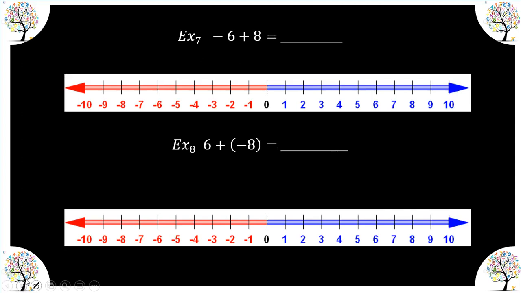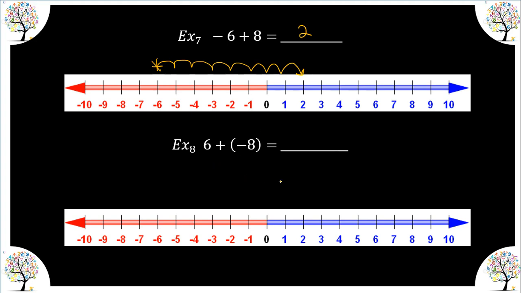So let's look at our two examples. We have -6 plus 8. So we're going to start at -6. We're going to add positive. So that means we're going to move to the right 8 units. 1, 2, 3, 4, 5, 6, 7, 8. So -6 plus 8 moves us to +2.